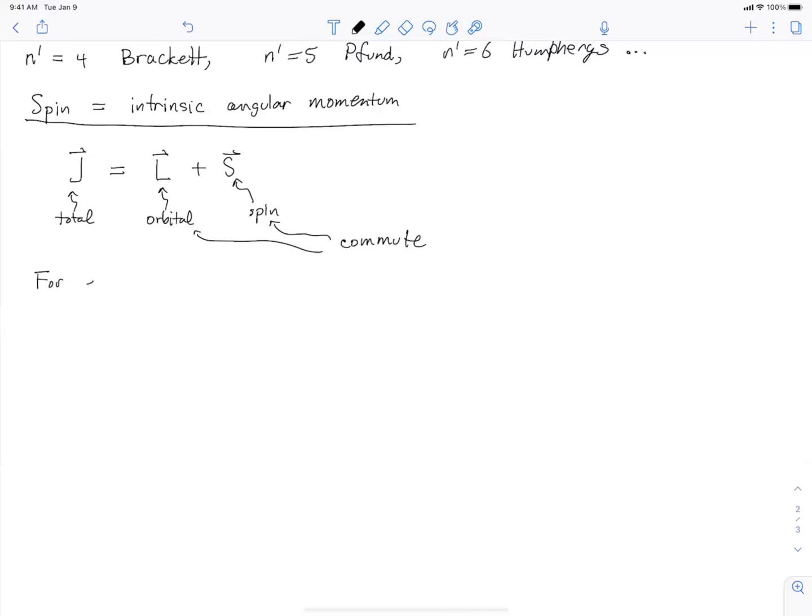So for an electron, S squared is h bar squared times s times s plus 1. Notice I'm writing a little s here because it's a number, not an operator. And s is just equal to 1/2. So it's fixed. There's nothing you can do to change the spin quantum number for an electron. And S sub z is h bar times a magnetic quantum number for it. If s is 1/2, that tells us the only allowed values for m sub s are plus or minus 1/2.